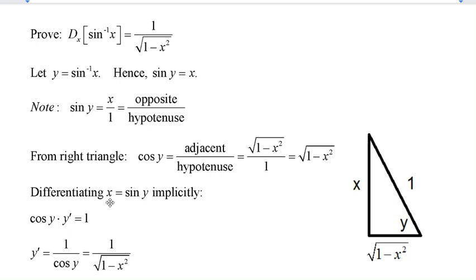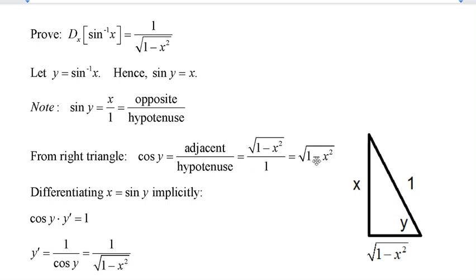The derivative of x is just 1 with respect to x. So here we're doing the derivative with respect to x. And the derivative of sine of y, first we do the regular derivative, which is cosine of y. Then we have to multiply by dy dx, which is y prime, since we're differentiating with respect to x, and the variable here is y. That's why we have to multiply by dy dx. Then dividing both sides by cosine of y, we get y prime, or dy dx, is equal to 1 over cosine of y.